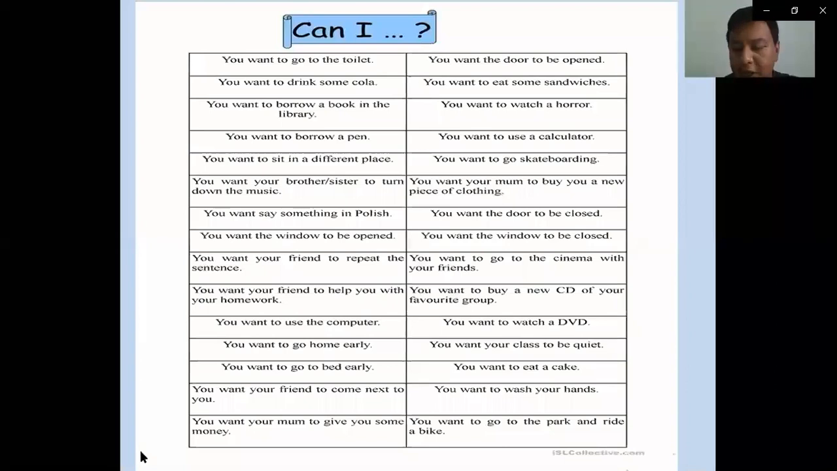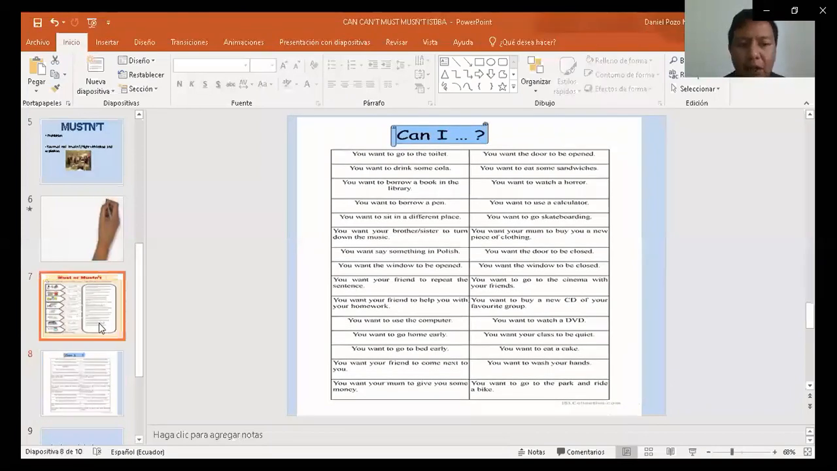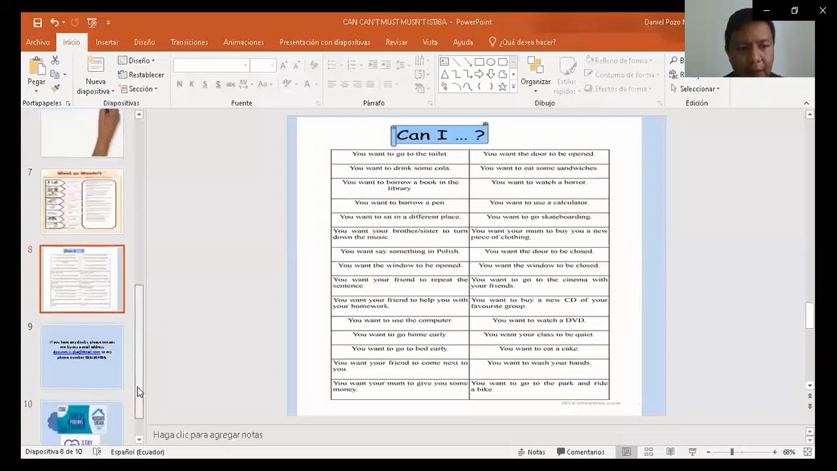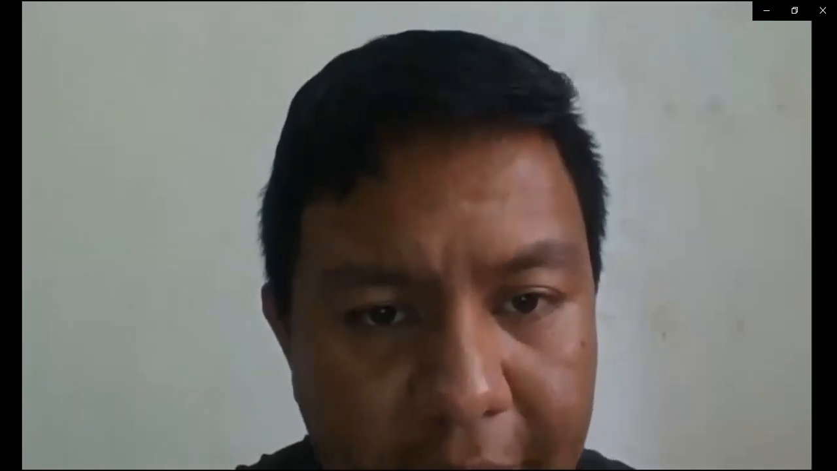Okay, let me explain the next activity that you are going to do. Déjenme salir de aquí, chicos, y les explico la siguiente actividad que van a realizar. La de aquí no nos vamos a enfocar mucho. Vámonos a la de acá directamente. Let me share with you the other PowerPoint presentation. Déjenme compartir, chicos, la siguiente diapositiva para explicarles lo que vamos a realizar.